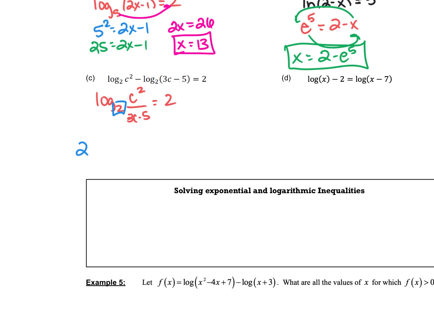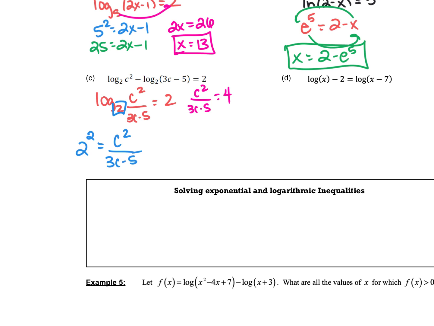To what power? And it equals c squared over 3c minus 5. Okay. 2 squared is the same thing as 4. So I've got c squared over 3c minus 5 equals 4. All right. How would I go about solving that equation?